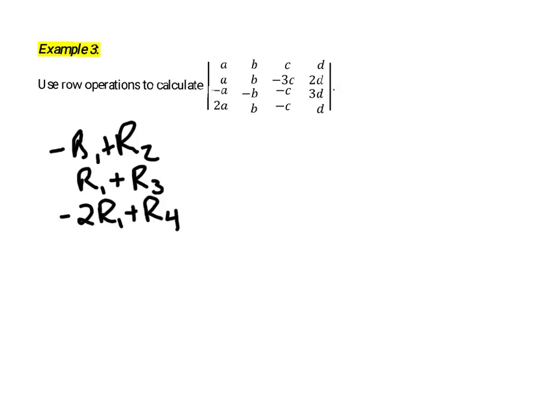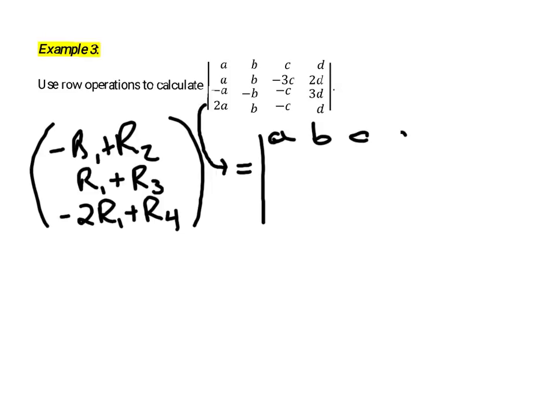So each of these row operations, none of them change the value of the determinant. So the determinant that we're given will be equal to the determinant of the new matrix once we perform those row operations. So the first row is going to be unchanged, A, B, C, D. Fix that just a little bit there. Okay, let's see. So negative row 1 plus row 2.